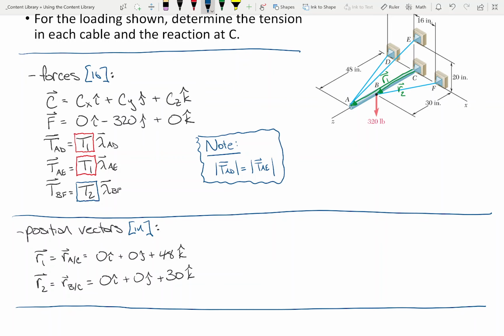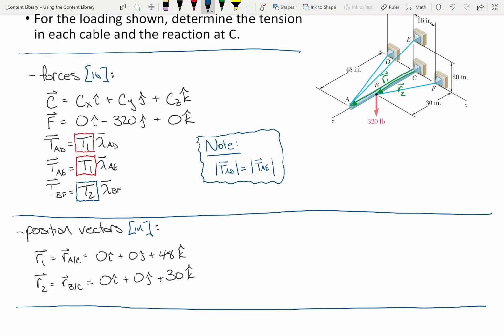Magnitude times direction, right? So this is going to be the magnitude times that magnitude. Let's redo that. Okay.